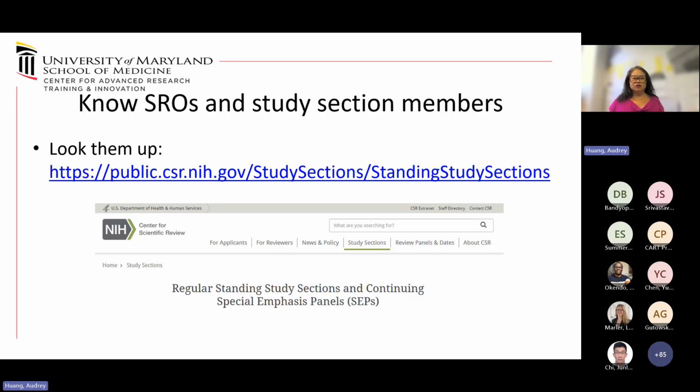But know your scientific review officers and study section members. They're all online. Understand who the experts are that you're writing for. You're only writing for the reviewers. And that means you're not writing for your mentor. You're not writing for your department chair. You're not writing for your current lab colleagues. You will ask them to review things, and they will have opinions about how you, especially your mentor, how you're designing your work. You have to be able to separate that out from what the reviewers will say.